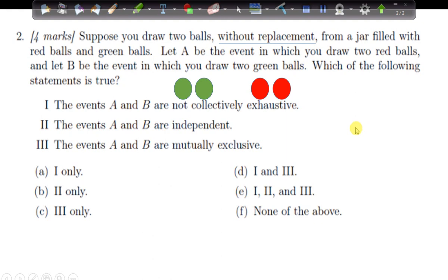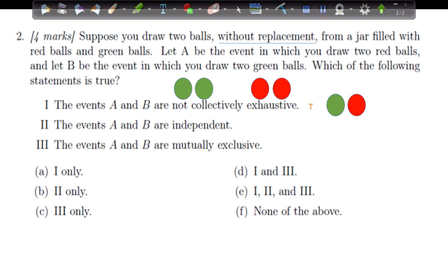So, the first statement: the events A and B are not collectively exhaustive. This is true because there is still the probability of you drawing a green and a red ball, and also the case of you drawing a red ball and a green ball. So, it is not collectively exhaustive.